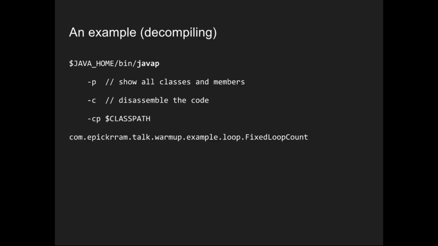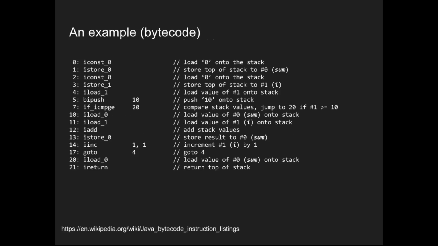To do this, we can use one of the JDK tools called javap, which is used for decompiling compiled sources. So we would call javap, and the -p flag would ask it to show us private members, so as much information as we can get out. -c requests that the code be disassembled into bytecode, and we give it the class path and then the class name that we wish to decompile. The output of that will be sent to stdout, and we'll see something like this.